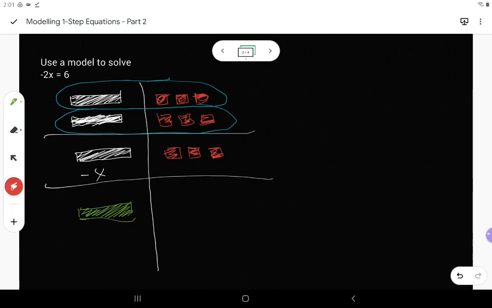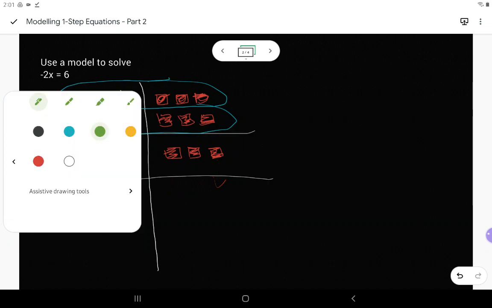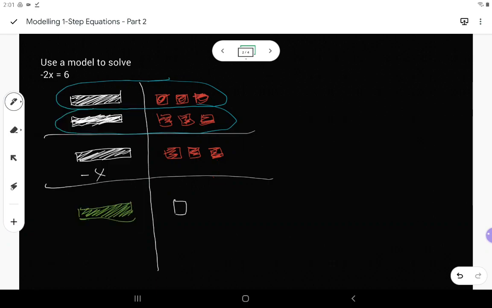And remember, whatever I do to one side, I have to do the same thing to the other. If I flip this from white to green, I have to flip all of these from red to white. And I just make sure that I do the exact same thing on both sides. So I just flip my tiles to their opposite colors. Okay? Everything flips to its opposite color.